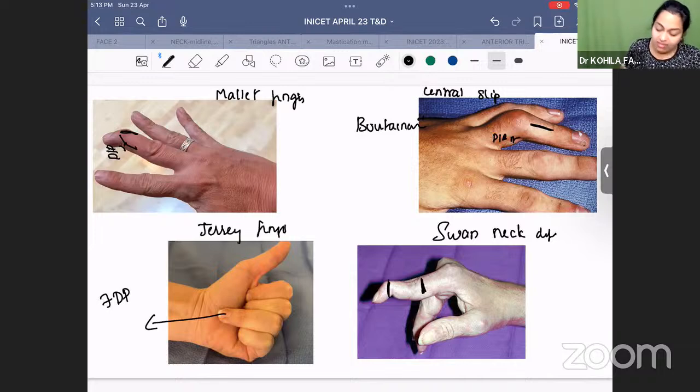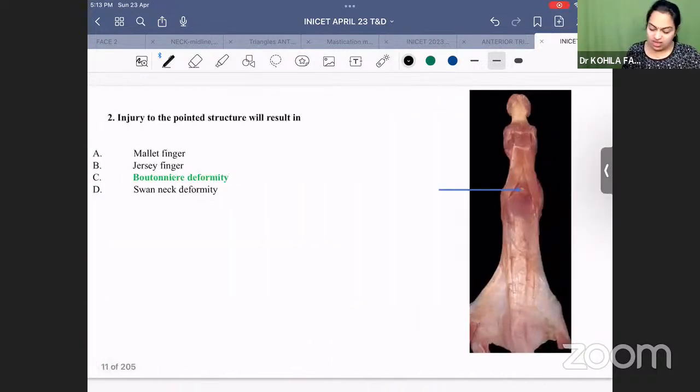So what did the image show in our question? The central slip or the lateral slip? It's the central slip inserting into the base of the middle phalanx. So the answer is Boutonniere deformity. Got it, right? Okay with the second question? This is a frequently asked one. If there's injury to the lateral slip, that will lead to the mallet finger. Middle slip, Boutonniere deformity. Okay, no confusion?